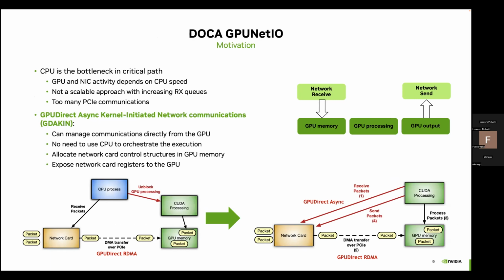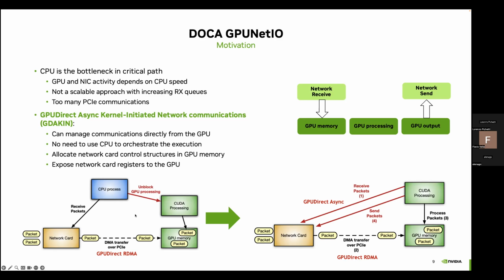So DOCA GPUNetIO combines two GPUDirect technologies. RDMA, as I explained, is about moving data back and forth to GPU memory from the network card, but also GPUDirect Async, and specifically, GPUDirect Async kernel-initiated network communications. What does it mean? It means that you can move the control of the network card from the CPU to the GPU, and you can totally get rid of the CPU.